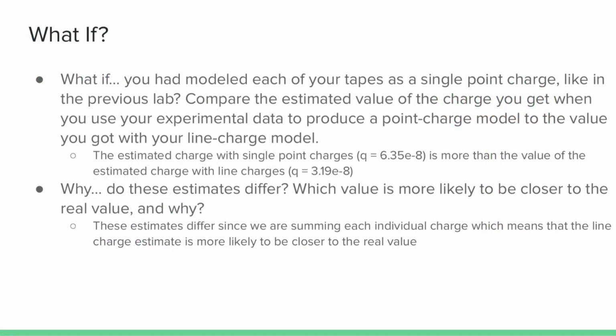For the conclusion of this lab, we asked what would happen if we modeled each of our tapes as a single point charge like in the previous lab, and to compare these estimated values. Doing this, we get that the estimated charge of the single point charge was 6.35 times 10 to the negative 8, and that this value was larger than the estimated charge of the line charge of 3.19 times 10 to the negative 8. Then we ask, why do these estimates differ?